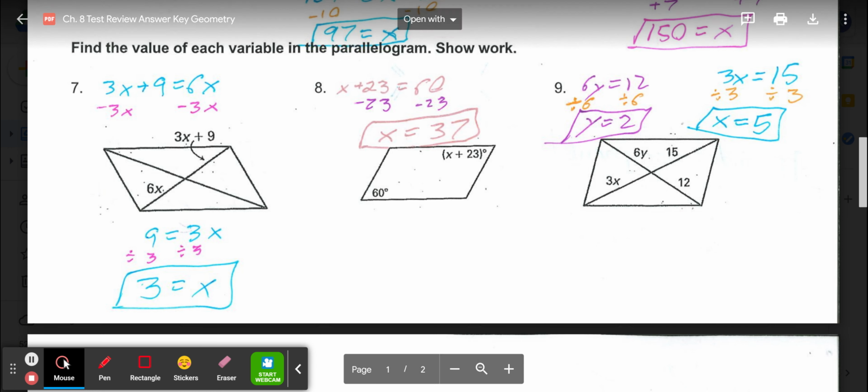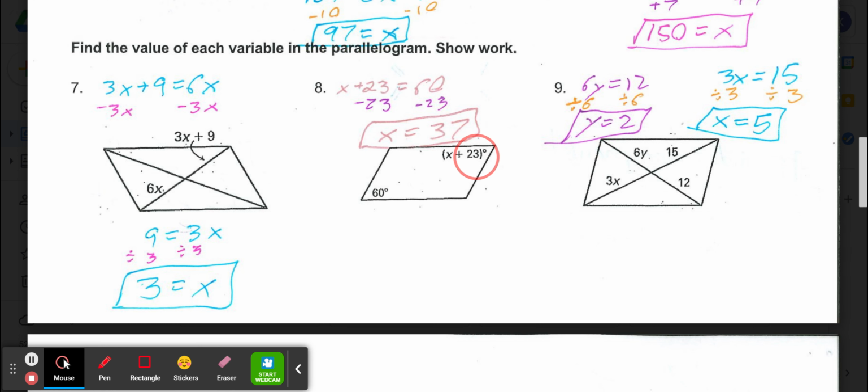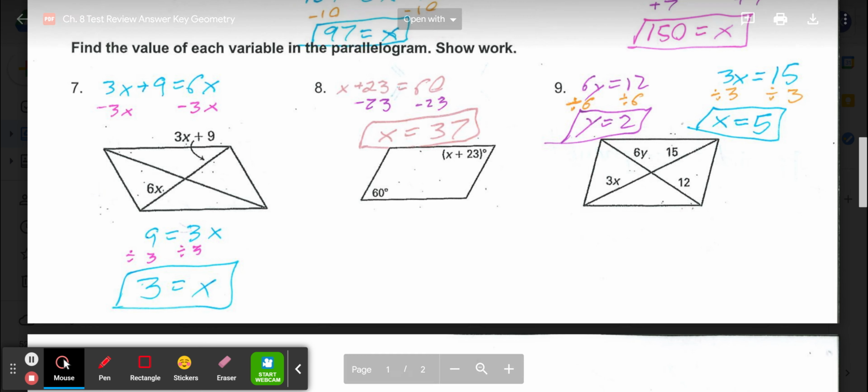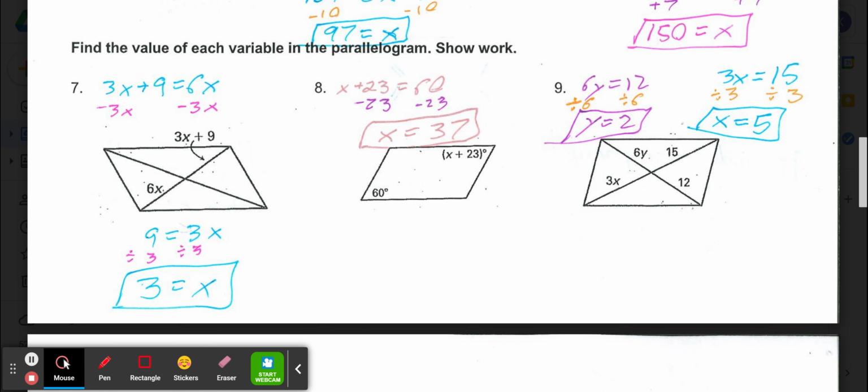So in a parallelogram, we know opposite angles are congruent. The diagonals are bisecting each other, so they're split into halves. And if we had consecutive angles, like right here in 60, consecutive angles add up to equal 180.